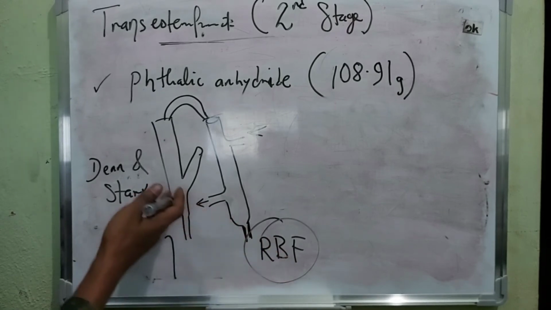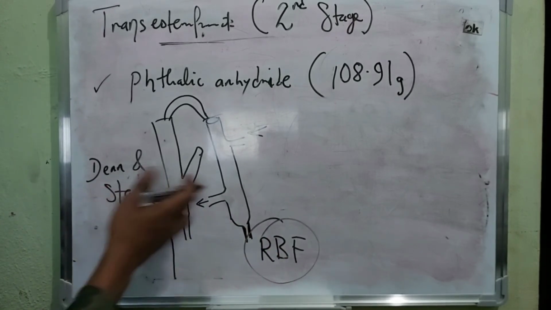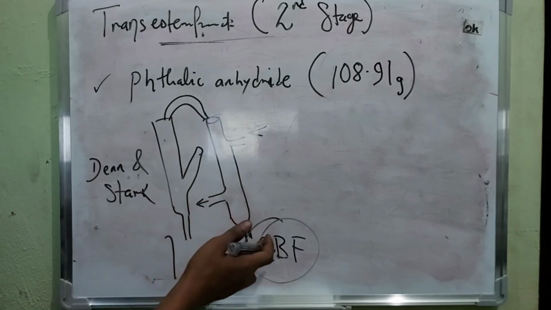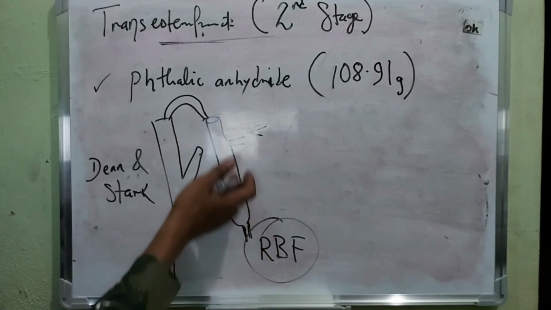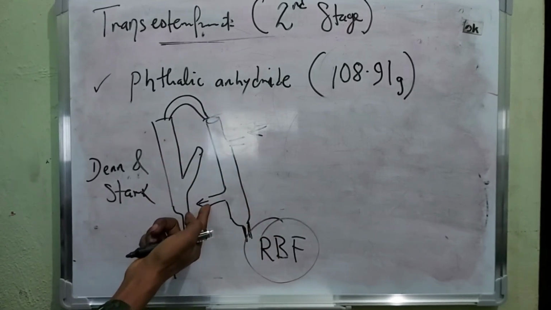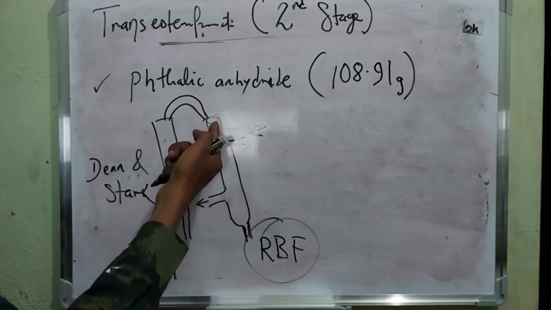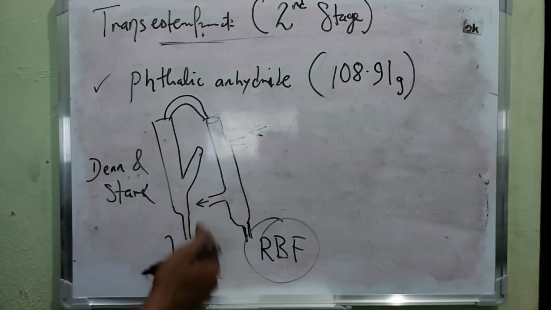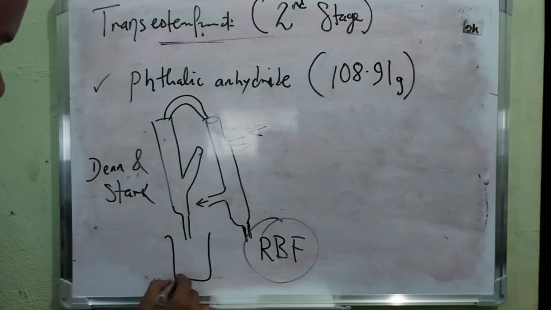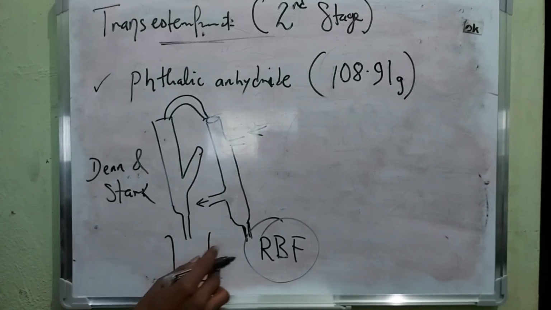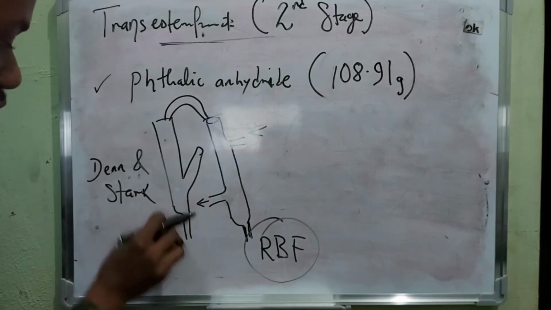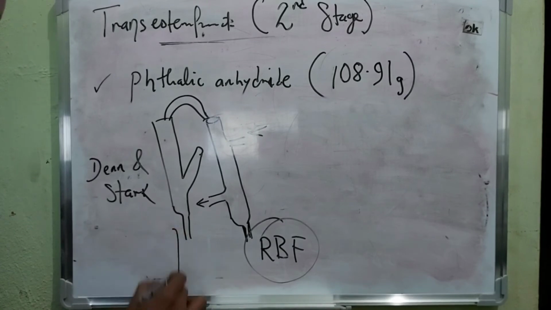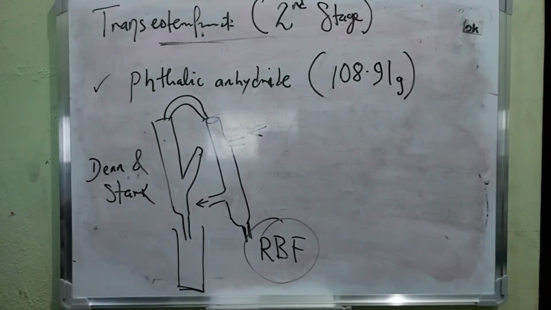So for the second stage, you're only fitting a Dean-Stark to the condenser, such that water that is being removed from this place, not from the outlet, okay, from the top of the condenser into the Dean-Stark, gets collected into a beaker or a measuring cylinder, preferably a measuring cylinder, because you need to be noting the volume of water being removed in the course of the reaction.